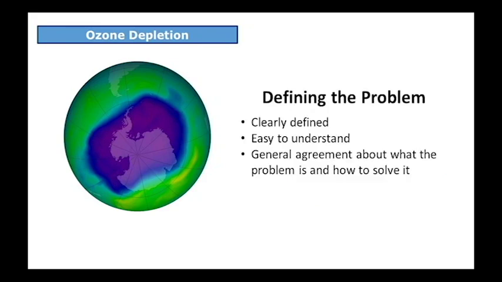When it comes to ozone depletion, which is a tame problem, we see that we can clearly define what the problem is. It's easy to understand. Most people can get the general idea about that problem very easily. And when we talk to scientists and other experts, we find that there's general agreement not only about what the problem is, but also how to solve it. So think about ozone depletion. We know what that is. The definition is very straightforward.